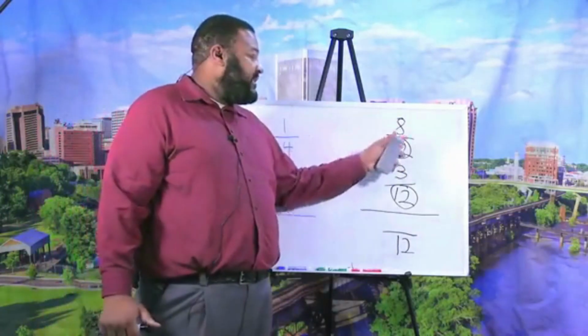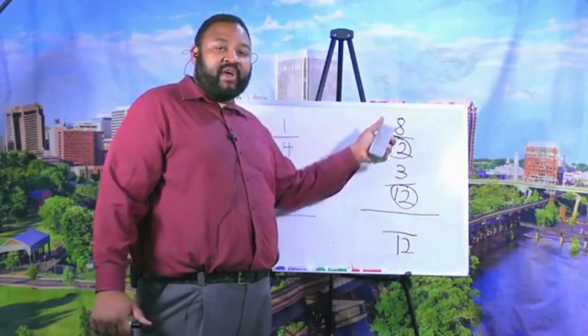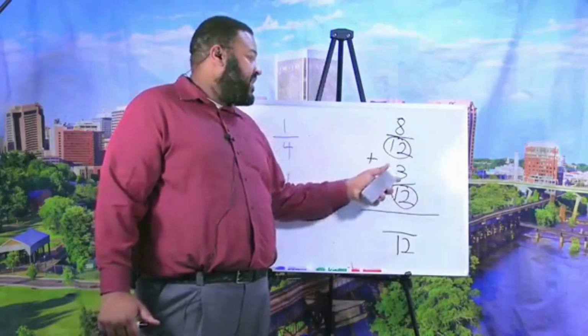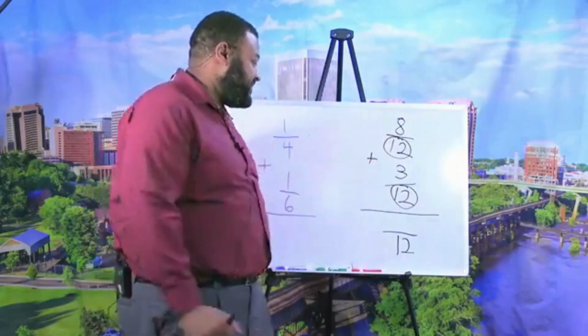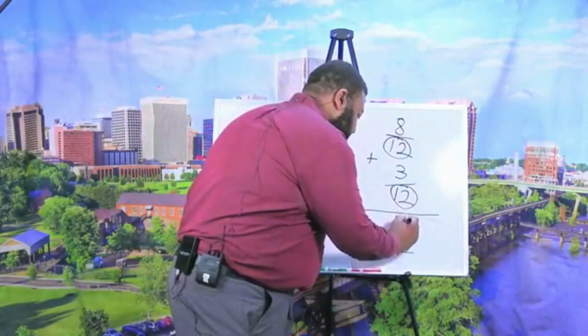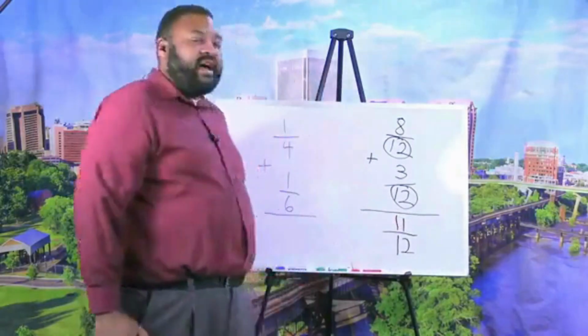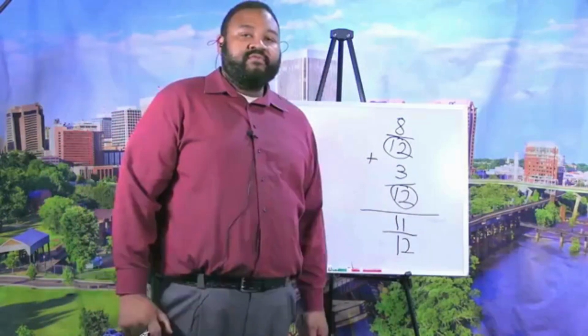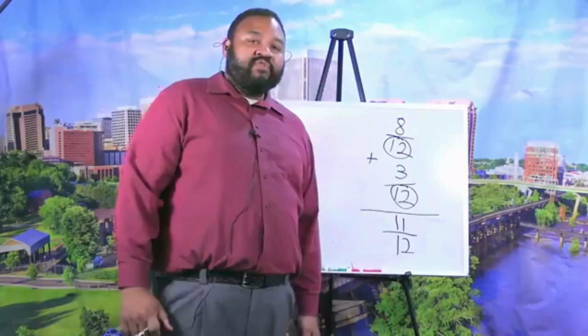And so now I have my top two numbers, which is called my numerators. I'm going to add my numerators, 8, 9, 10, 11. 11/12. Questions or concerns with that?